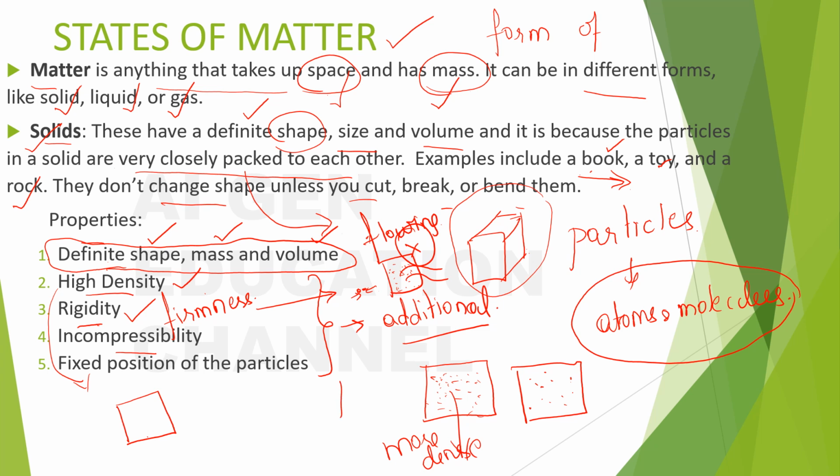When you compress something, it means if you apply some pressure on some solid surface, it won't tend to lose its shape, and there won't be any change in the volume. Volume means the space occupied, right? So there won't be any change in the volume, except there may be a very minimal change, but you can't find any substantial change in the volume. Okay, incompressibility.